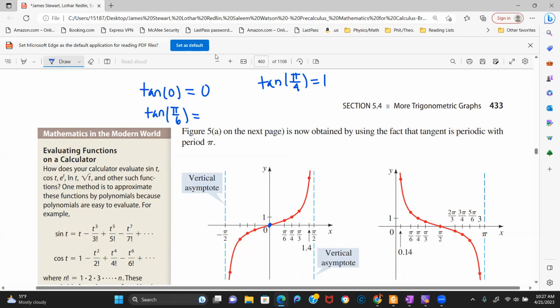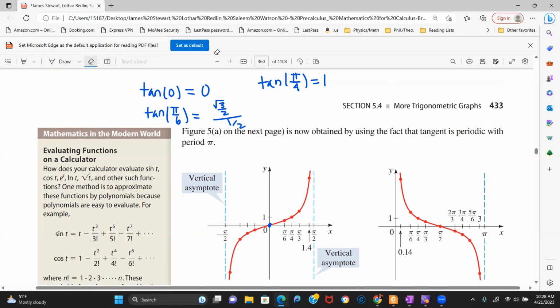And then tangent of pi over 6 should be, let's see, sine of pi over 6 over cosine of pi over 6, and that is going to be √3 over 2, I think, and then cosine is 1/2. That doesn't seem right, actually. Let me consult the unit circle. You're definitely going to need to remember the unit circle. Oh, okay, I got it backwards. I just got it backwards.